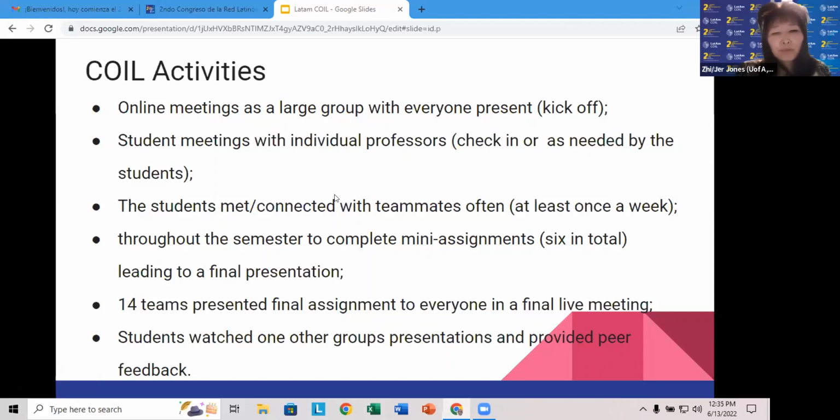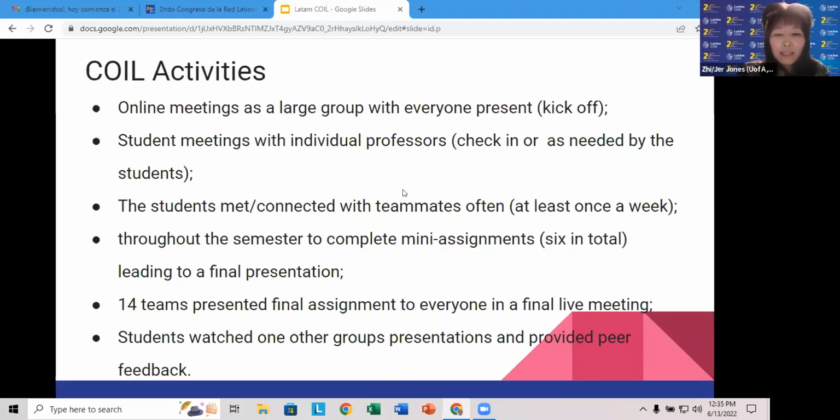Each of us professors took on 4 to 5 teams and set up multiple check-in meetings with our assigned teams throughout the 7 weeks. The students connected with their teammates at least once a week to meet online. They worked together to complete 6 mini assignments leading to the final project.